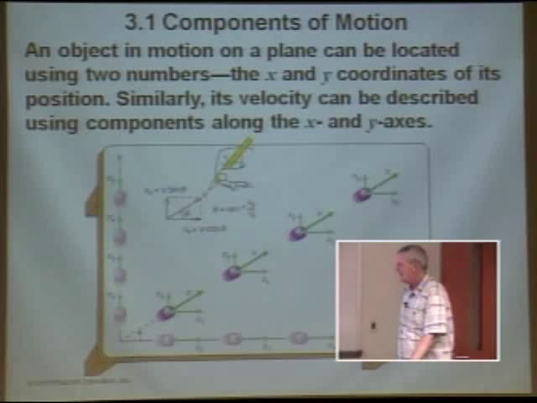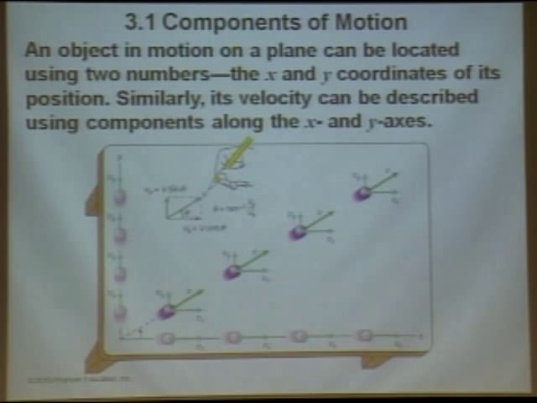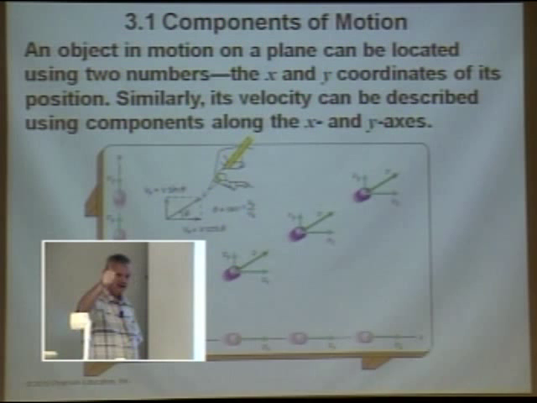So we're going to break things down into components. Here's the only trig you need to know for this class. First of all, you need to know good old sophomore geometry, the Pythagorean theorem, a squared plus b squared equals c squared.